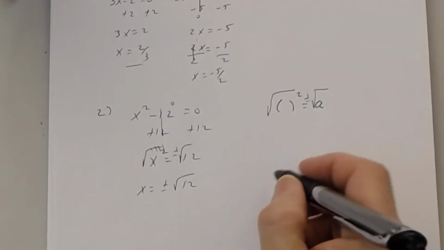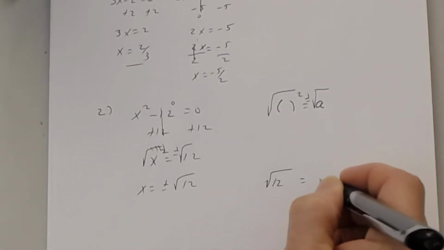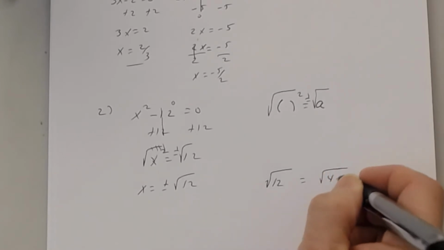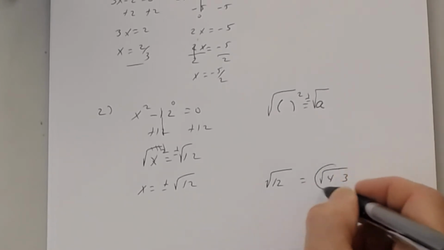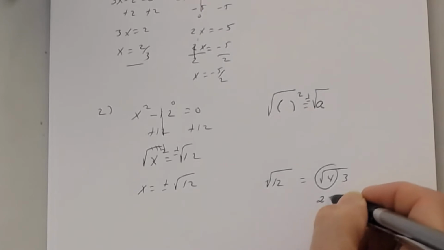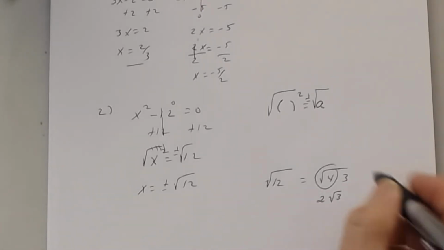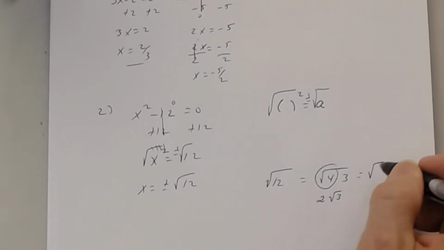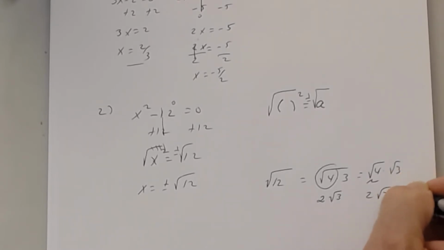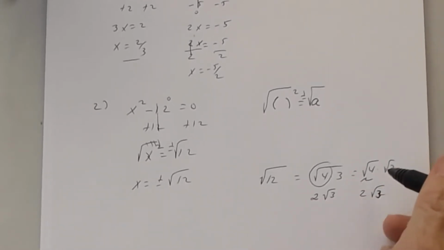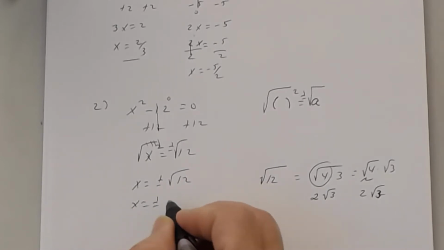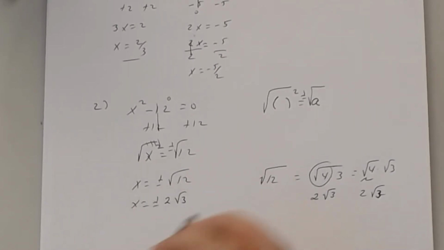So the square root of 12, what perfect square goes into 12? 4. So 4 times 3, and the square root of 4 is 2, so that's 2 square root of 3. Because remember, the square root of 4 times 3 is the square root of 4 times the square root of 3, and the square root of 4 is 2, right? Because 4 is a perfect square. So this becomes x equals plus or minus 2 square root of 3. So those are your two solutions.